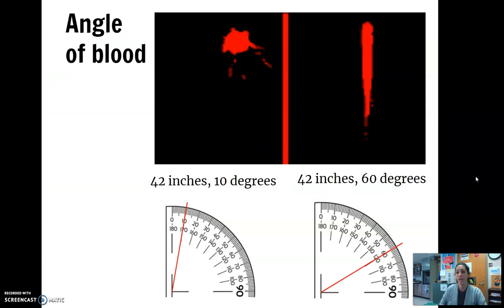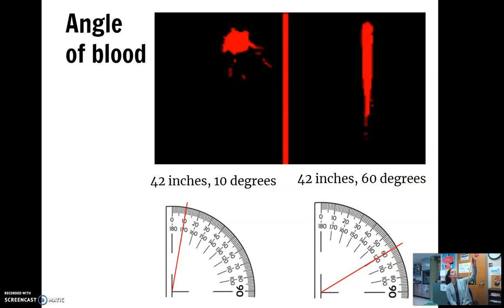All right, so angle, we can tell based on the shape what the angle of the blood is. So in these two samples, they're the same height above the ground. They're both 42 inches above the ground. So 42 inches is, so if here's a meter stick.